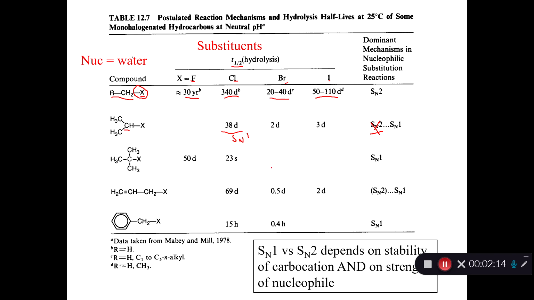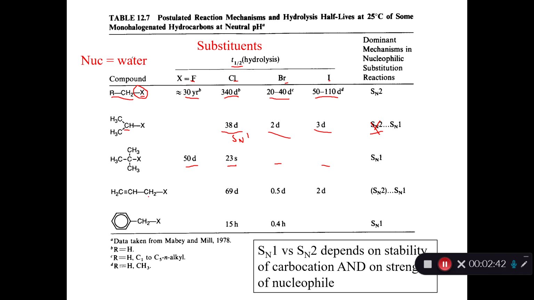So it must be an SN1 reaction going on here. And then for bromide, very quick, 2 days. Iodide, about the same, 3 days. Then if you have the tertiary carbon, where it has bonds to 3 other carbons, and here's the leaving group, the bromide and iodide are so fast that you can't even measure them. Chloride is gone in 23 seconds. And fluoride will go, but it's still going to take you 50 days. So fluoride is just really not a very good leaving group.